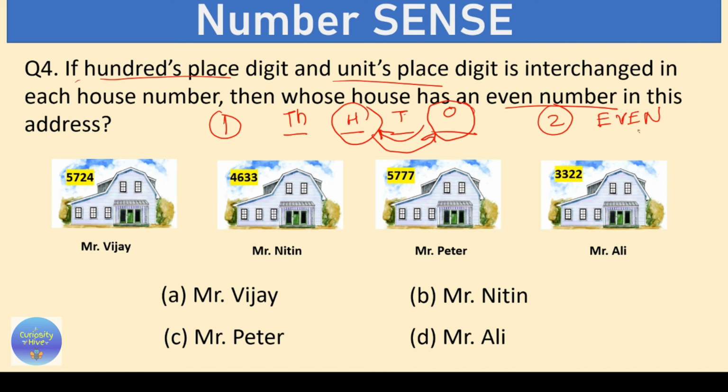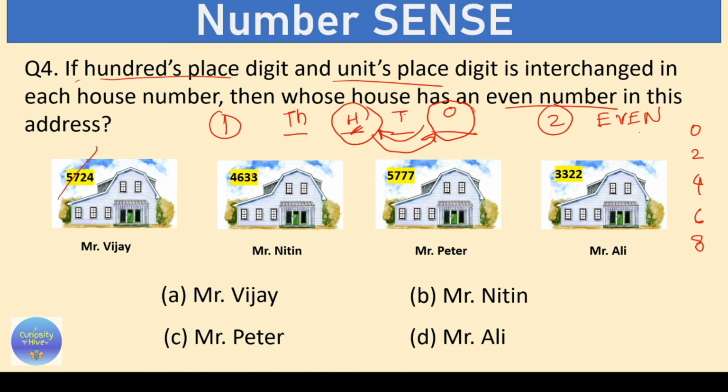So now what is even? Well, the numbers ending in 0, 2, 4, 6 or 8. And that means the number in hundreds place should be even because this is going to be interchanged and this will form the number ending. So that is why your hundreds place should be an even number. So let's see which one has even number.